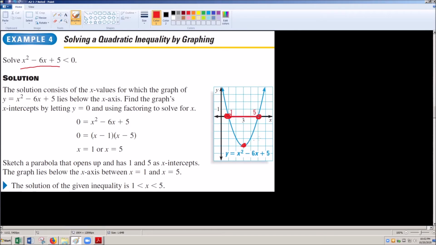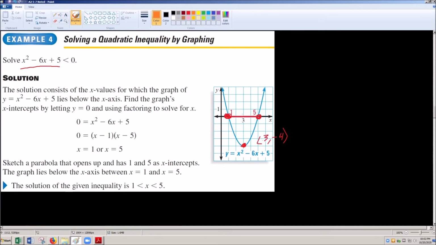So if I wanted my vertex here, just for information purposes, it's at (3, -4), but we don't really need that. The thing that I'm really concerned with is where this thing is going to be less than 0. So what I can do is plug in a value to test out if it works or not.